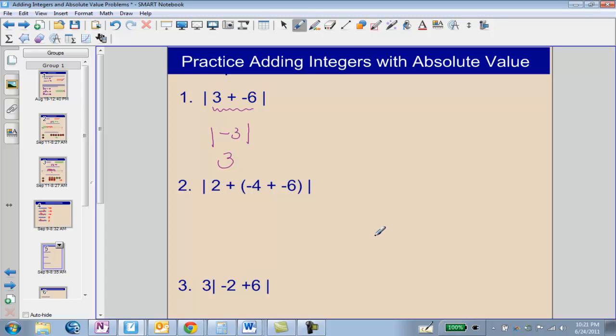In the following example, number 2, we're going to go within the absolute value bars and work from the inside parentheses out using our order of operations. Therefore, we're going to add negative 4 plus negative 6 as our first step, which gives us negative 10. Next, we need to add what's inside our absolute value bars, 2 plus negative 10, to give us negative 8. And lastly, we'll take the absolute value, and that's going to give us 8.